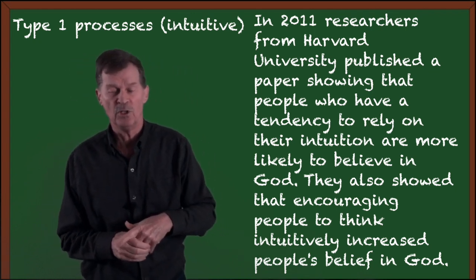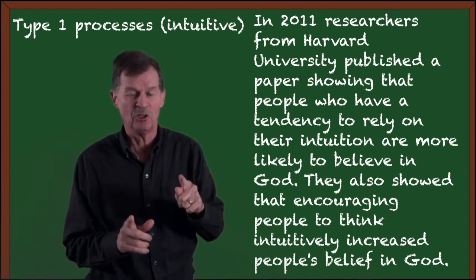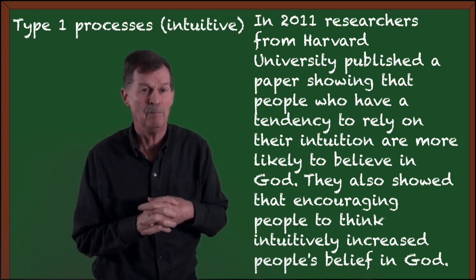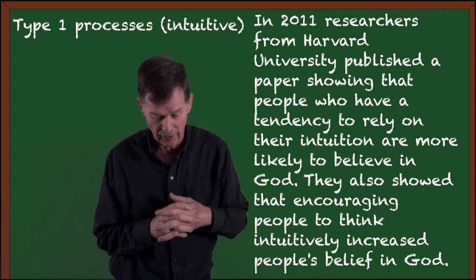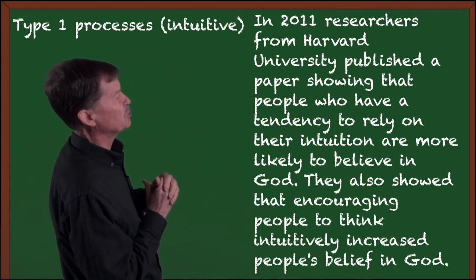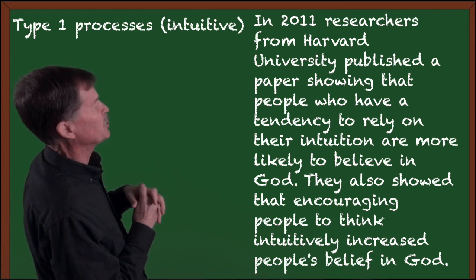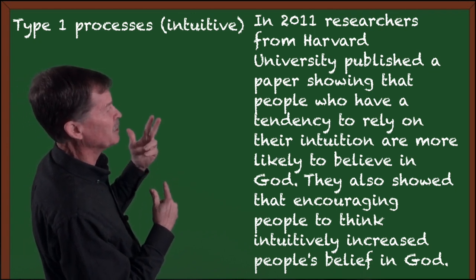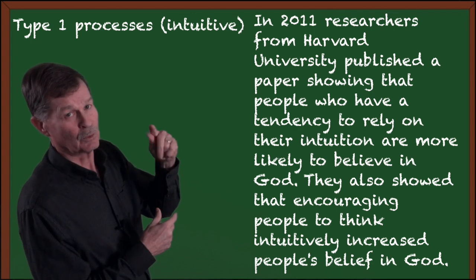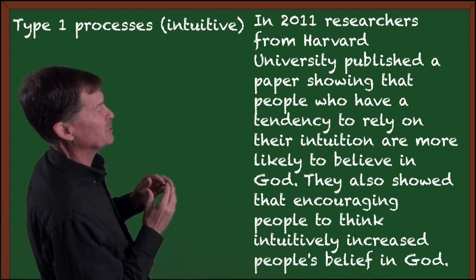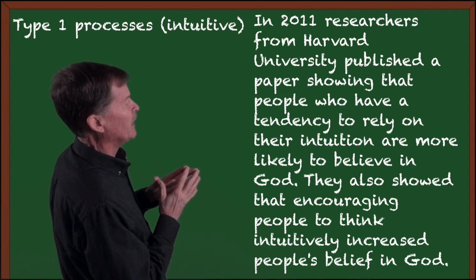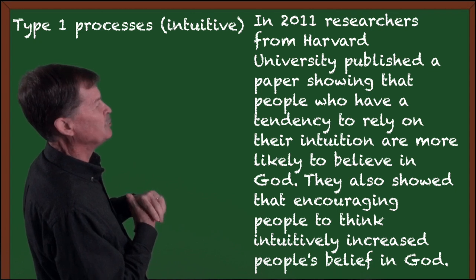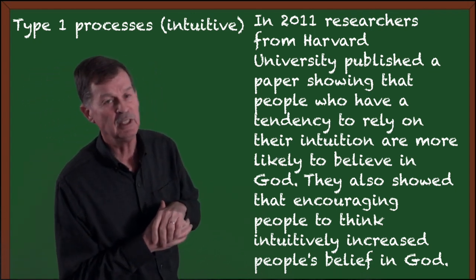Now, why did I go over those again? Well, because I have some articles here that I just want you to be able to see, about some of the comments about the System 1, System 2 thinking. In 2011, researchers from Harvard University published a paper showing that people who have a tendency to rely on their intuition, which is System 1, Type 1 processing, are more likely to believe in God. They also showed that encouraging people to think intuitively increased people's belief in God.